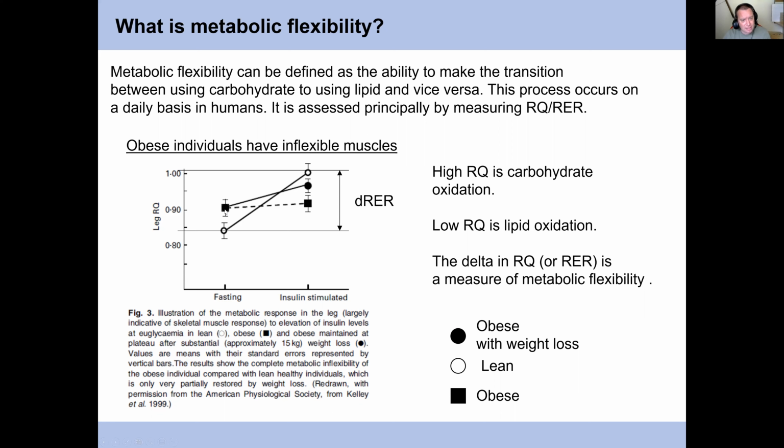Interestingly, in the fasted state, we see a higher RER in the obese individuals. And we're going to come on in a minute to explain why that is the case. But the overall result is, instead of having a nice sharp sloped line like the healthy individuals, these people have an almost completely flat RER profile between fed and fasted and are inflexible. They cannot change the nutrients they burn dependent on their nutritional status.